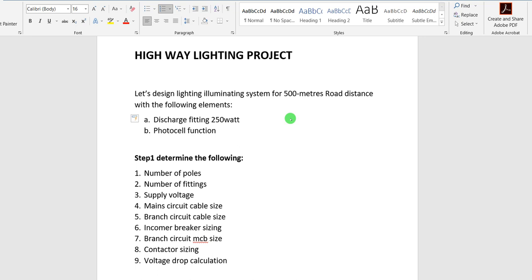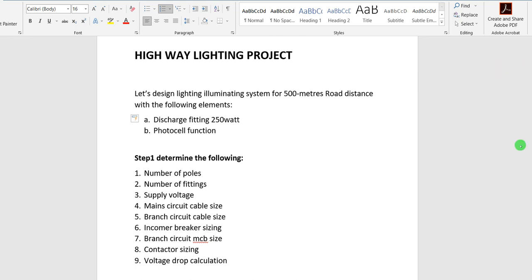Now, I want us to do it in such a way that a particular pole is going to contain two of these 250-watt fittings. I want the pole to have two lightings, two fittings, one face left, one face right. That is the method I want us to design. Then we're going to also incorporate a photo cell so that at night the light comes up automatically. Then in the morning by 6:30 or thereabout, the light will shut down by itself as well. So we're going to incorporate the photo cell function.